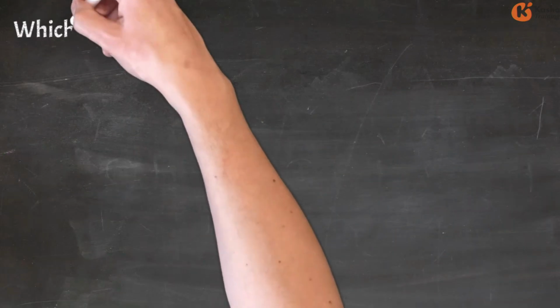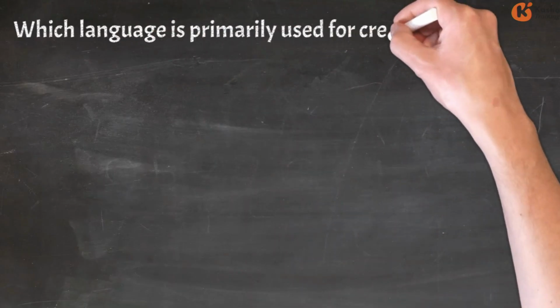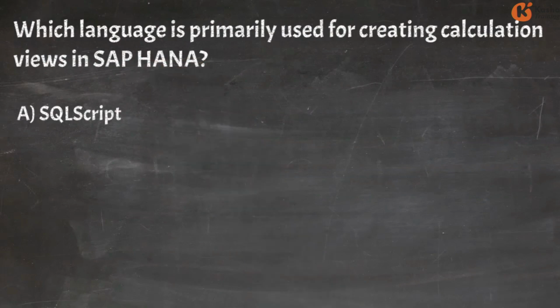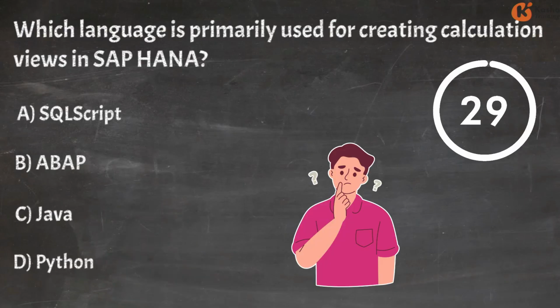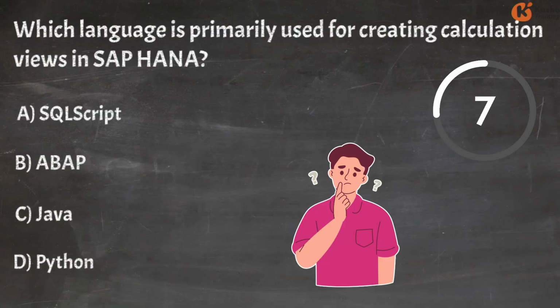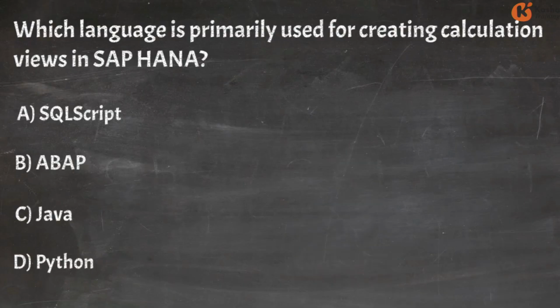Question 3. Which language is primarily used for creating calculation views in SAP HANA? A. SQL script. B. ABAP. C. Java. D. Python. Correct answer A. SQL script.